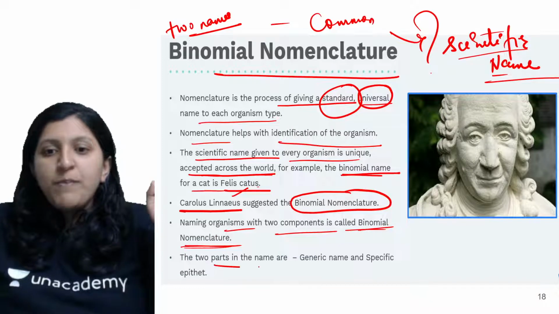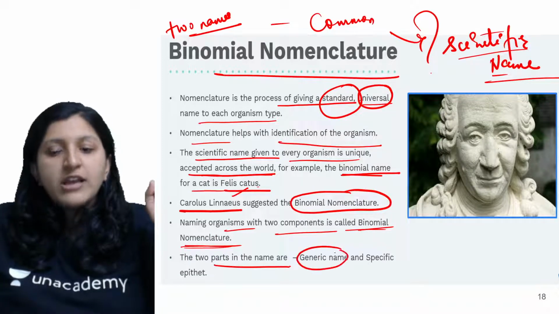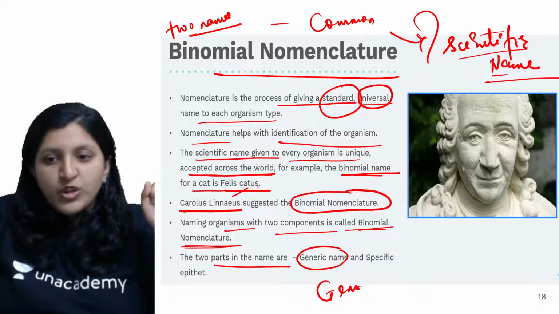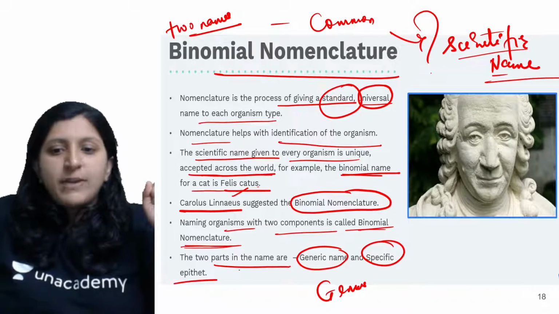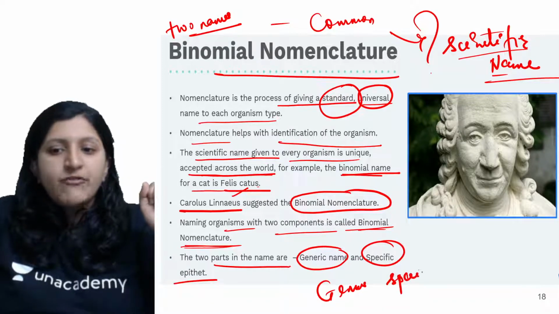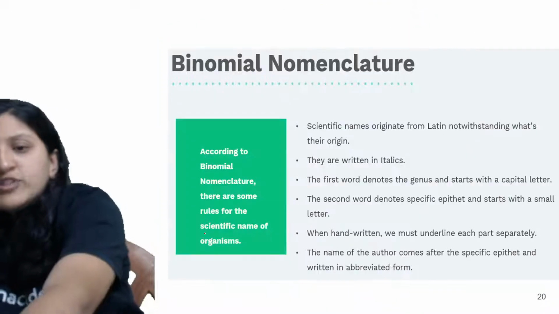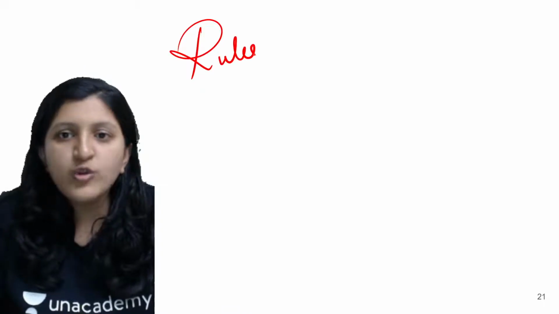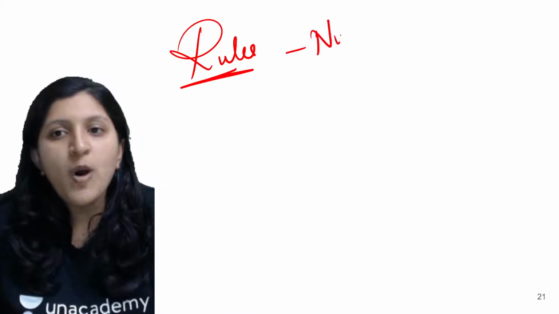Okay, so the two parts in the name are the generic name, that is the genus name, and the specific epithet, that is the species name. All right, so let's have a look at the rules for naming. So what exactly are those rules for nomenclature?